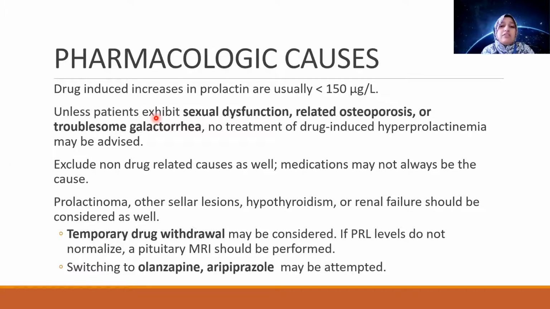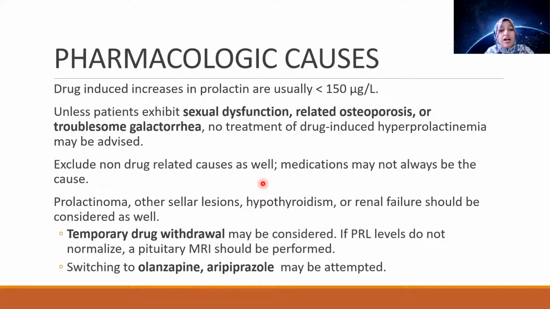Drug-induced increases in prolactin are usually less than 150. It can be more than 200 and 400 as well, but they are selective drugs. Unless the patient exhibits sexual dysfunction-related osteoporosis or troublesome galactorrhea, no treatment of drug-induced hyperprolactinemia is recommended. Exclude the non-drug related causes as well, because sometimes a patient may be on those drugs which are responsible for hyperprolactinemia, but they're not always the cause. It is not necessary that those drugs are the cause of hyperprolactinemia in a particular patient.